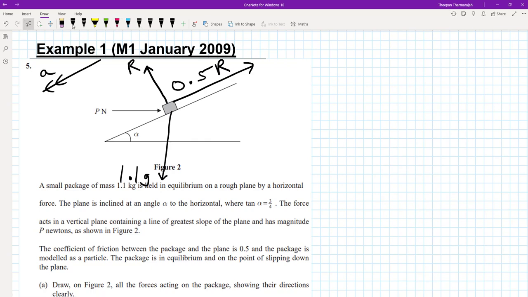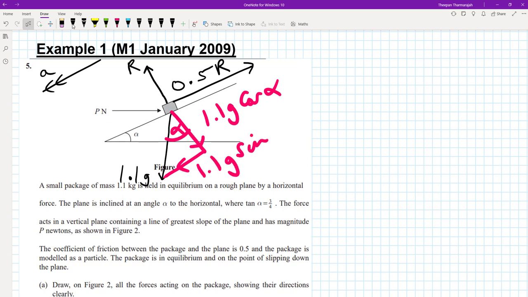Now we can resolve. So this is alpha, so this will be 1.1 g cos alpha because it contains the angle. The one without the angle is sine, so 1.1 g sine alpha. So we can now resolve this force. We have an alternate angle here. So we've got P sine alpha, P cos alpha.